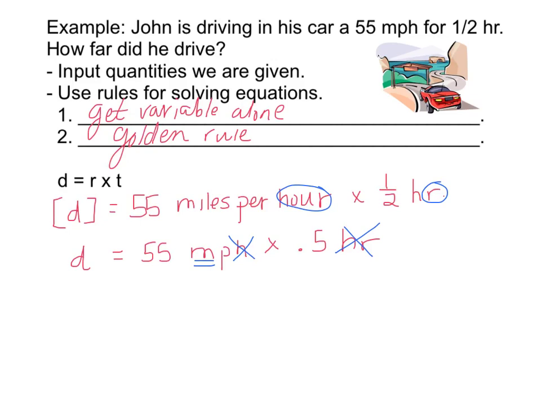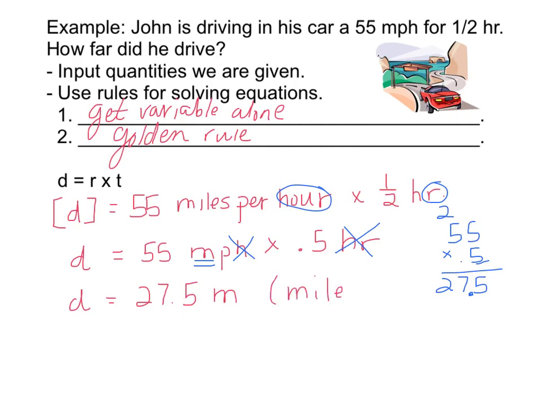Now I'm going to have 55 times 0.5, so I will multiply that over here. 5 times 5 gives me 25, and again 25, but I need to carry the 2. Add that, so it gives me 27, and I have 1 digit behind the decimal in my factors, so that gives me 1 digit behind the decimal in my product. So that will leave me with distance equals 27.5 m for miles. So John actually traveled 27.5 miles in this problem.